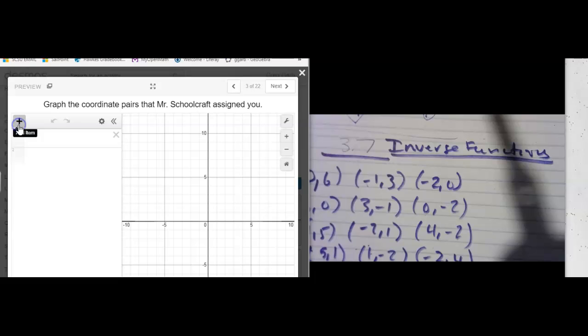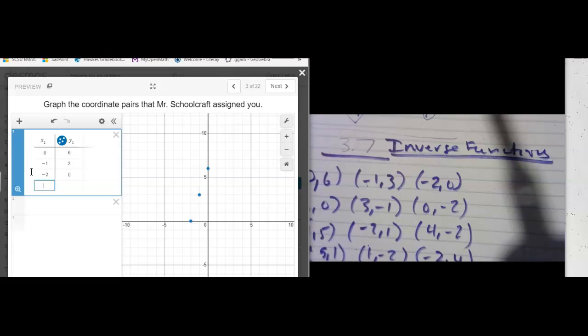So in order to graph that, you're going to hit the little plus button and then go for the table. And I recommend you go through this process so you can learn it better and get more familiar with the skill. So (0, 6), (-1, 3), and we're going to go to (-2, 0).